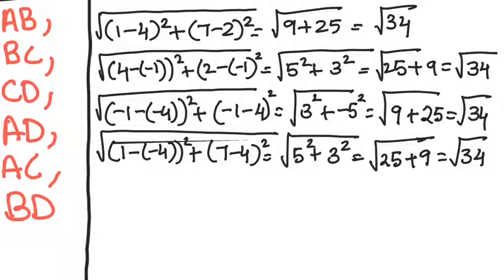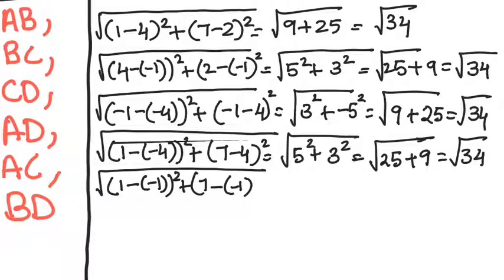Now let's calculate for the diagonals. AC would be equal to root of (1 minus of minus 1) the whole square plus (7 minus of minus 1) the whole square, which is 1 plus 1 is 2, so 2 square, plus 7 plus 1 is 8, so 8 square.